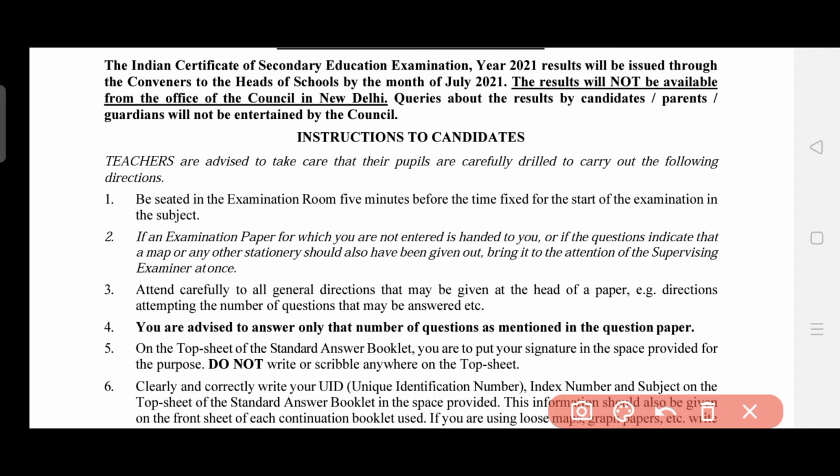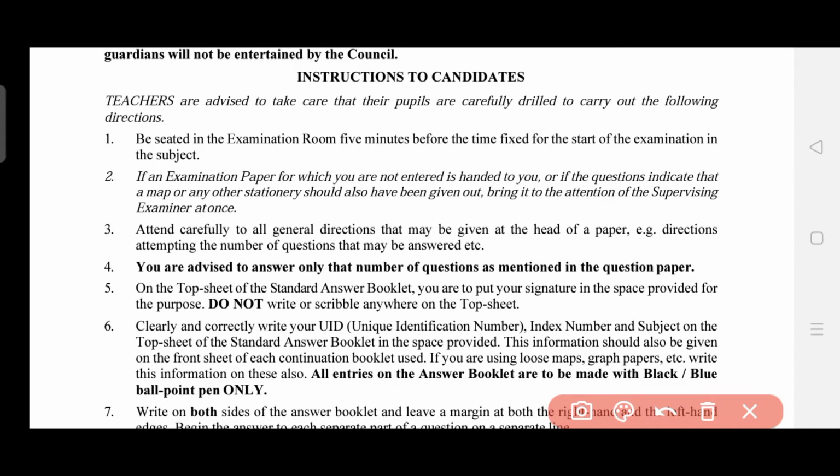So first of all, there is an instruction to the candidates which says that the first thing is to be seated in the examination room 5 minutes before the time fixed for the start of the examination. Whatever the examination is, I will tell you about that after a few minutes, but the first thing is to be seated in the examination room 5 minutes before. My personal recommendation is to be seated 10 to 15 minutes before and reach the school half an hour before.